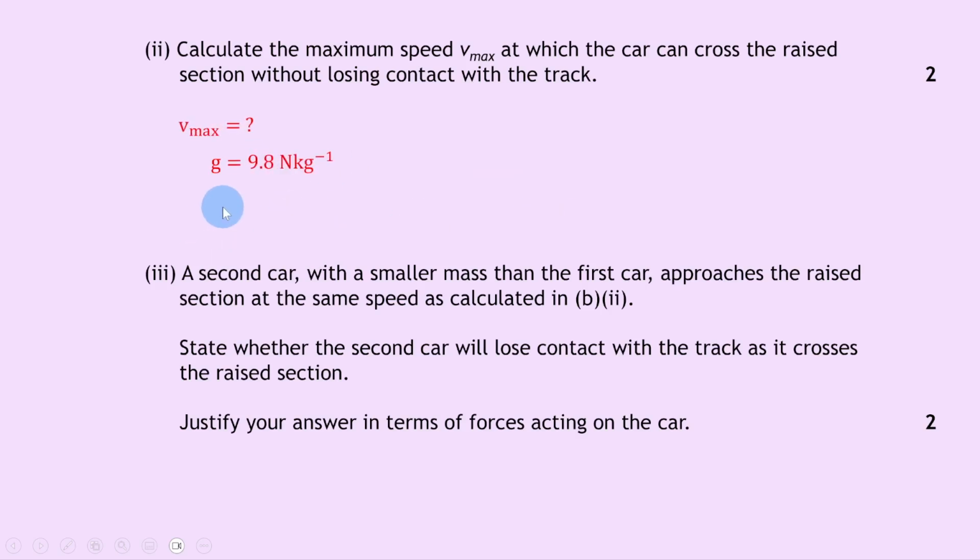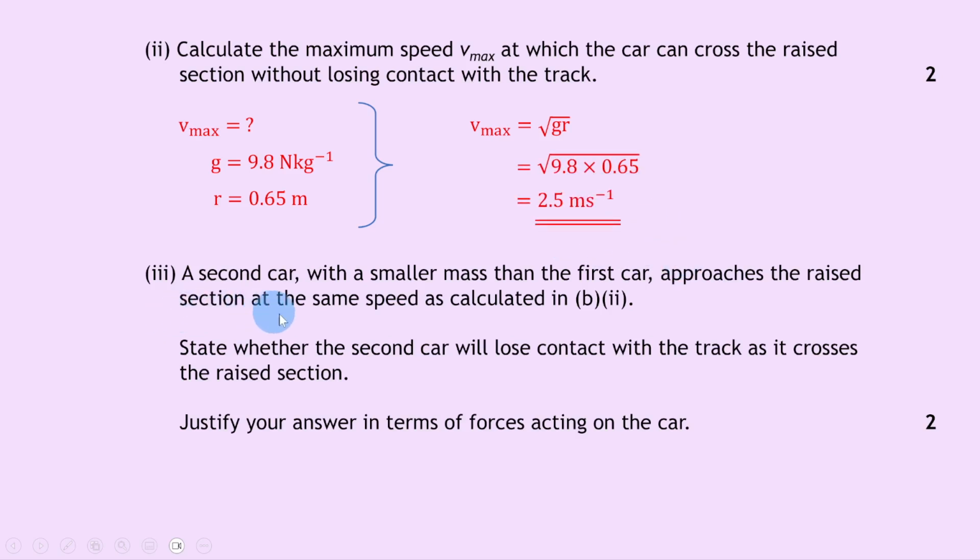We know that g, the gravitational field strength on Earth, is 9.8 newtons per kilogram, and we know that r, the radius here, is 0.65 meters. So writing down our equation that we were given, it's Vmax equals root gr. Substituting in the numbers gives root of 9.8 times 0.65, and if you put that into your calculator you should get an answer of 2.5 meters per second.